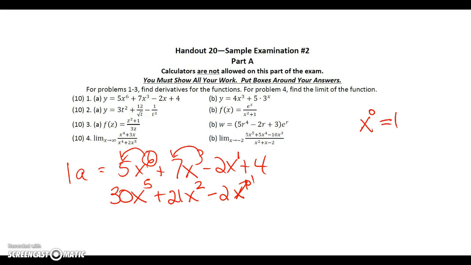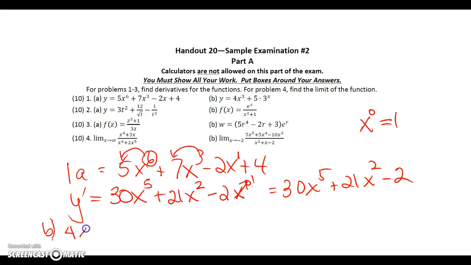So this one should be, I'm going to say y prime, equals 30x to the 5th plus 21x squared minus 2. Alright, let's look at b for a second.